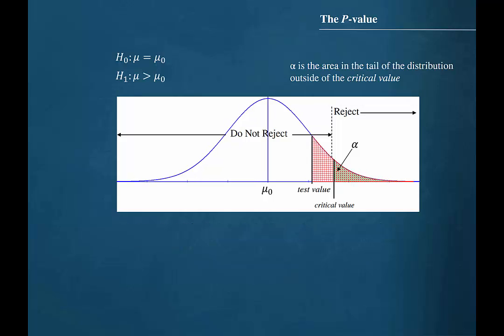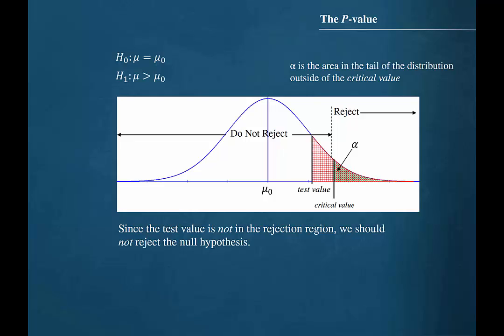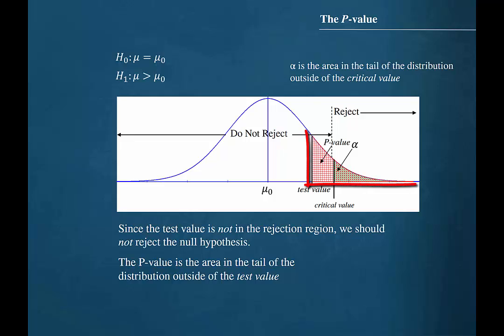Now let's look at the second case, where the test value lands in the region where we do not reject the null hypothesis. Since the test value is not in the rejection region, we should not reject the null hypothesis. Remember that the p-value is the area in the tail of the distribution outside of the test value. So the p-value is the area under the curve, again shaded in red. Note this time that this area shaded in red is larger than the area shaded in green. So this time the p-value is greater than alpha.